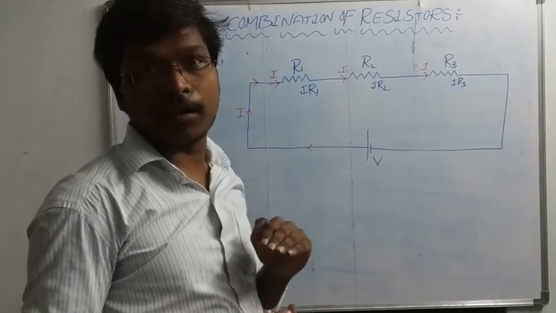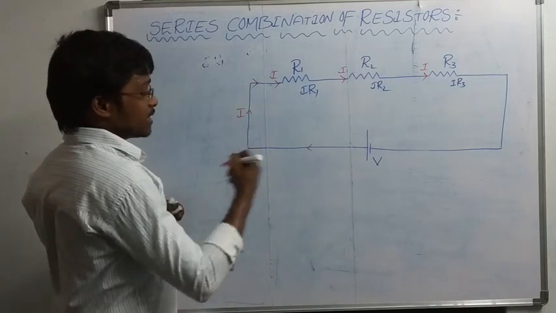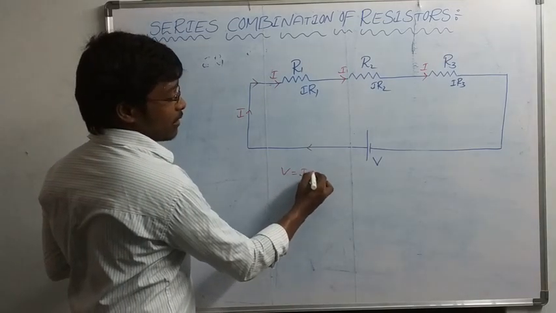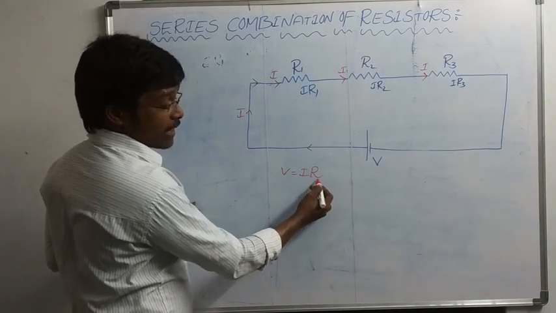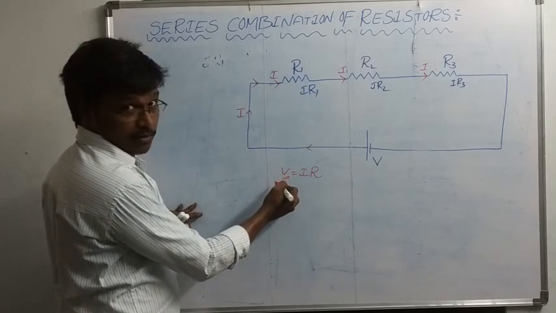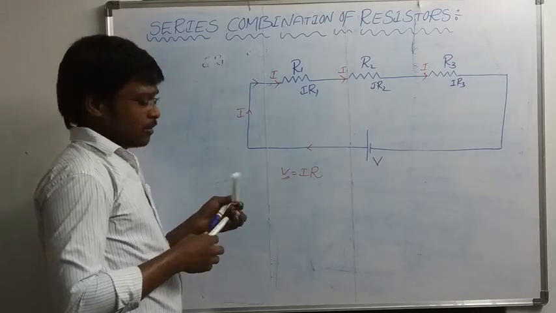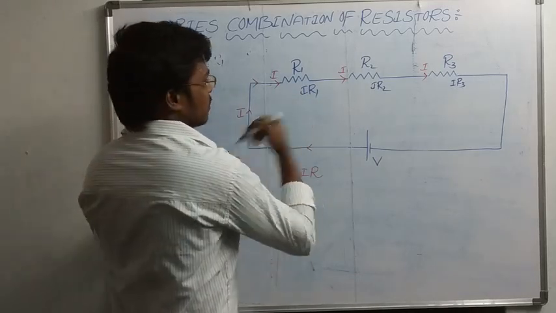V is equal to IR. Correct? The product of current into resistance is nothing but a voltage. So here, product of current into resistance, voltage.